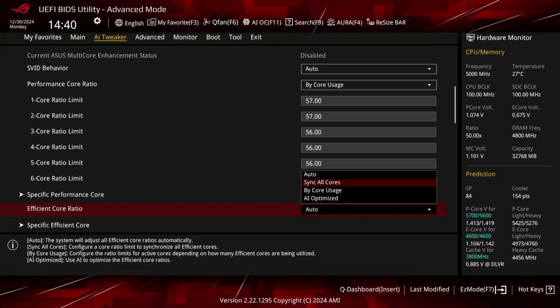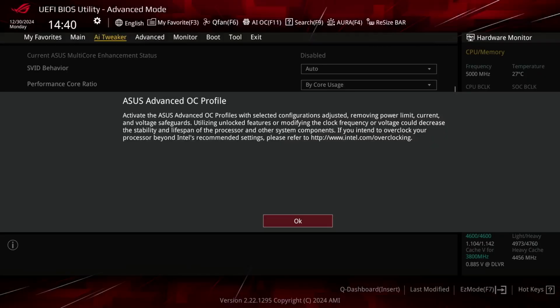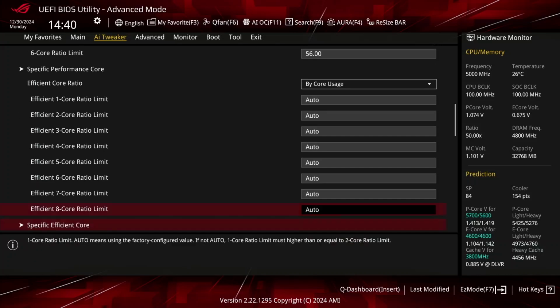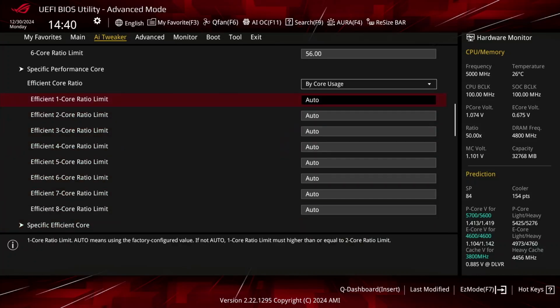Furthermore, on hybrid designs like Alder Lake, Raptor Lake, or Arrow Lake, which all feature a combination of P-cores and E-cores, the turbo ratio limit configuration is specified by core type. In other words, the applied ratio limit for the P-cores is independent from the limit of the E-cores.